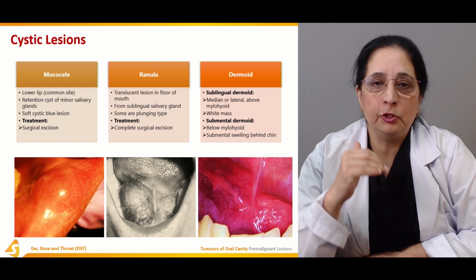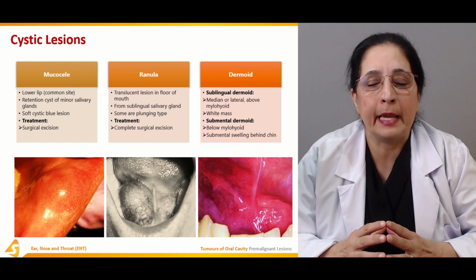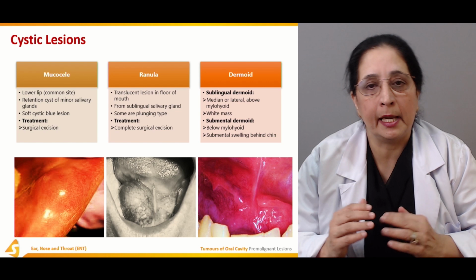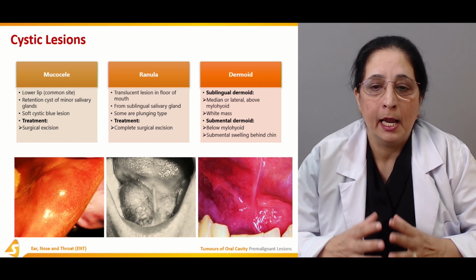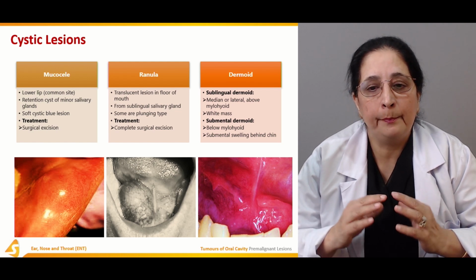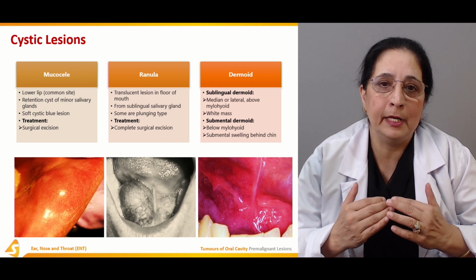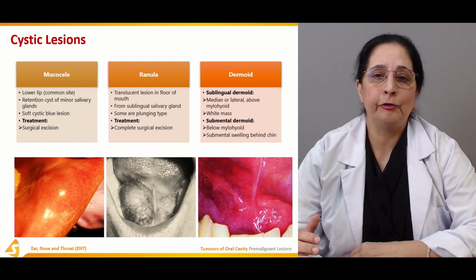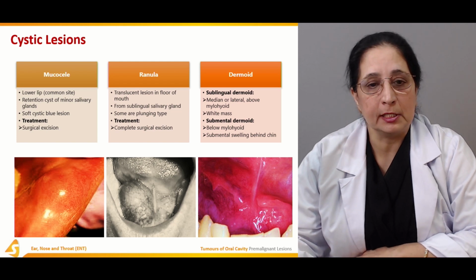So these are the two types of dermoid cysts that can form in the oral cavity. We have the sublingual under the tongue, we have the submental behind the chin, and the sublingual is a white mass. It's above the mylohyoid, and then the submental is below the mylohyoid. So these are the three types of cystic premalignant lesions.